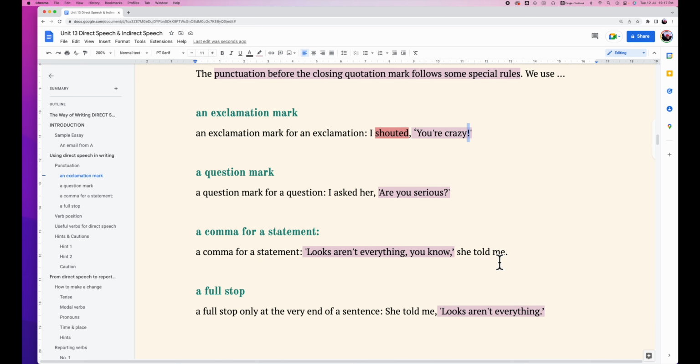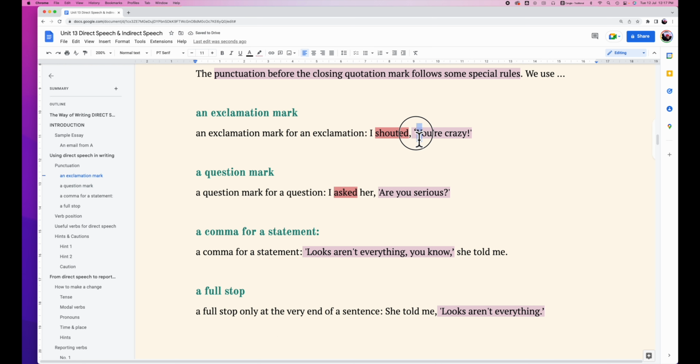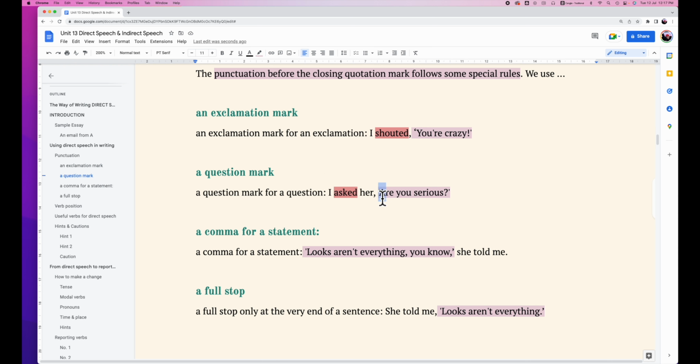And then what about the question mark? A question mark is for a question. I asked her, also in red, "Are you serious?" Now, I remind you, direct speech starts with a capital letter, even as a question, it still has a capital letter. And the question mark goes in front of the closing quotation mark.